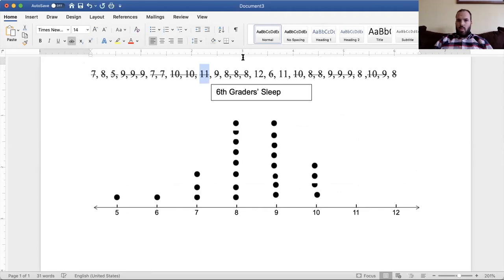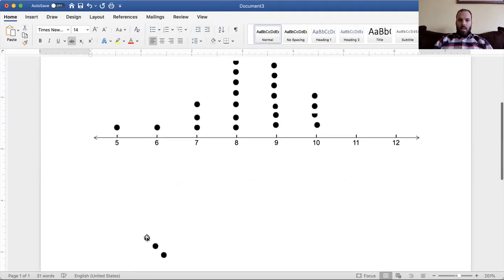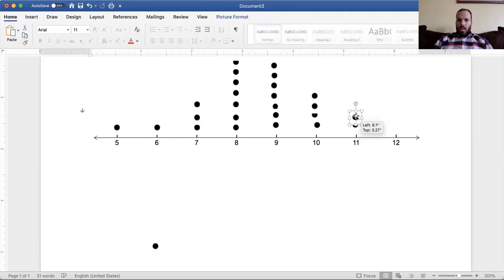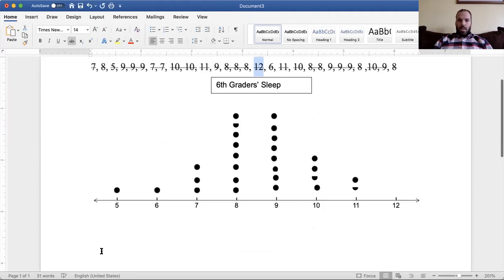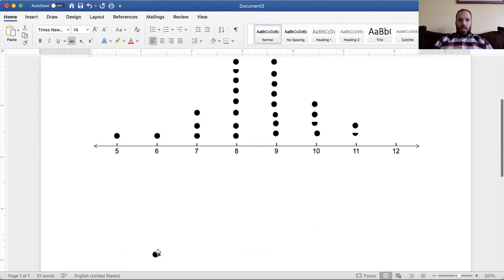For 11, there's 1, 2. So I'm going to put 2 dots above 11. 1, 2. Again, is my 2 even with all the other 2s? Pretty close. And the last one is there's just 1 person who got 12 hours of sleep. Must be nice, but I'm going to move 1 dot above 12 hours of sleep.